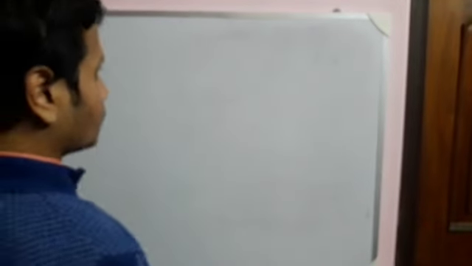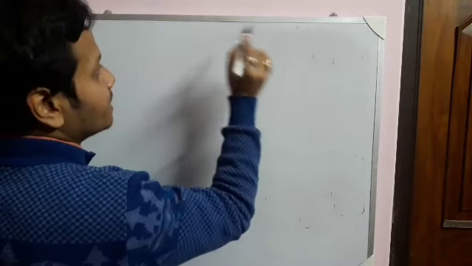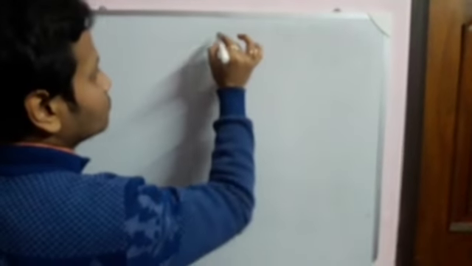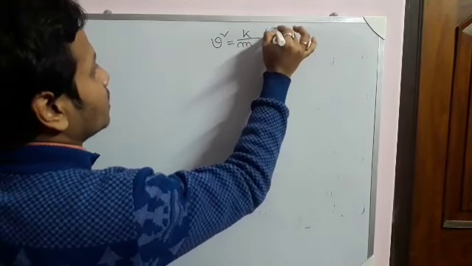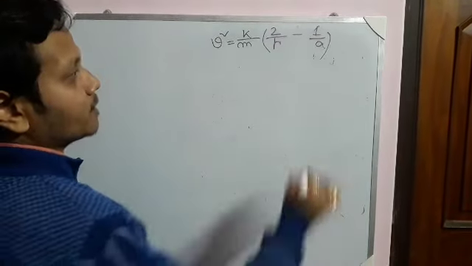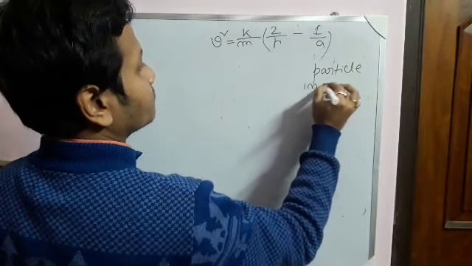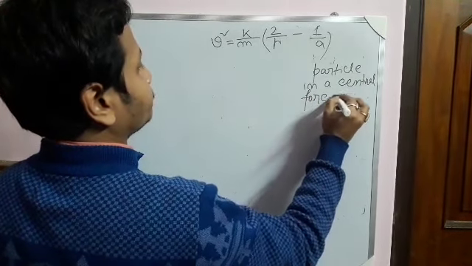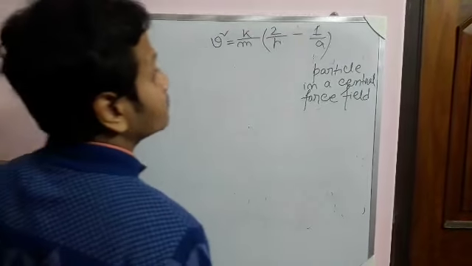Now there is an MCQ for a particle in a central force field. We have to show that for a particle of mass m in a central force field, its velocity can be written as v square equals k upon m into (2 by r minus 1 by a). So how can we prove it?